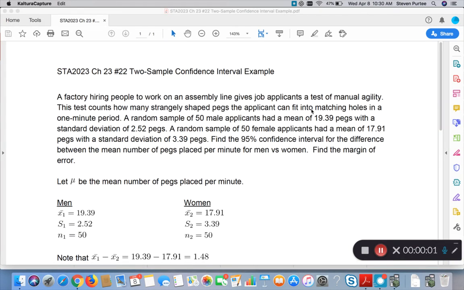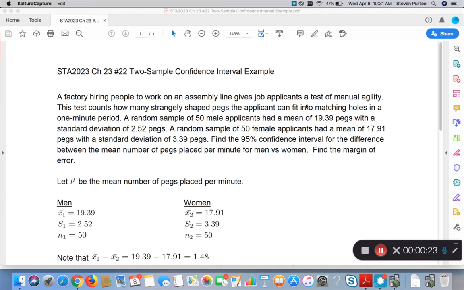Okay, this is a two-sample confidence interval example. Pause the video and read the paragraph. Hopefully you've done that. So we know this is a confidence interval because it says confidence interval. We know it's a two-sample because we have two groups. We have men and women.